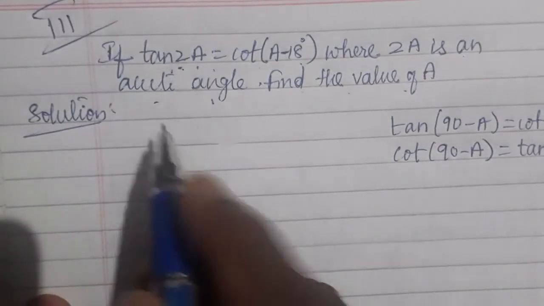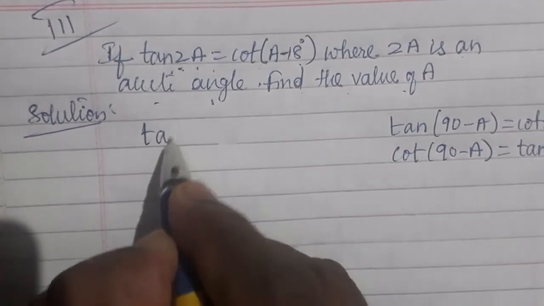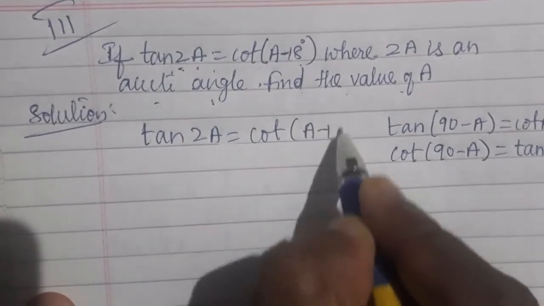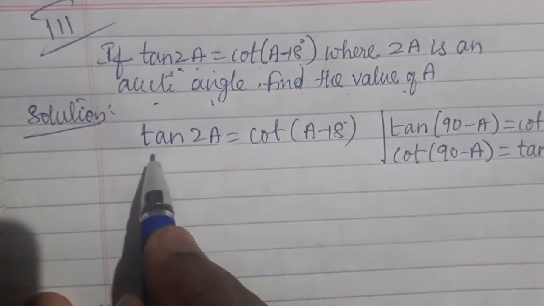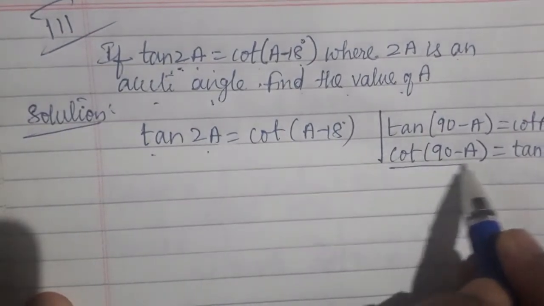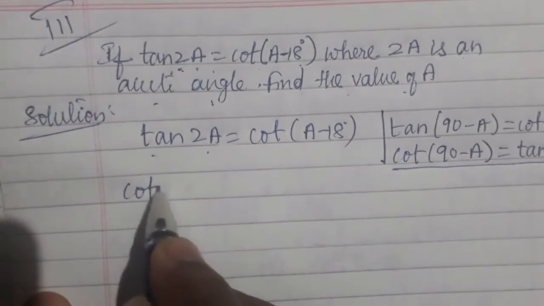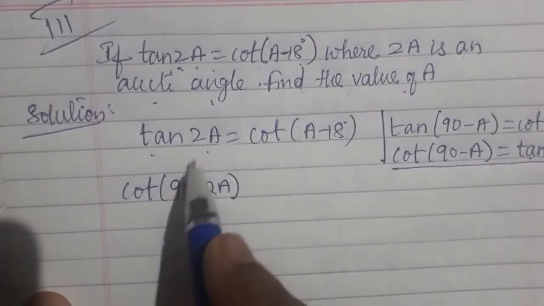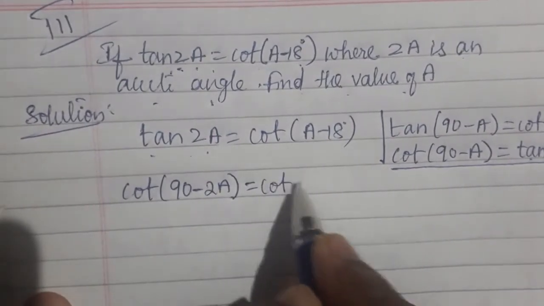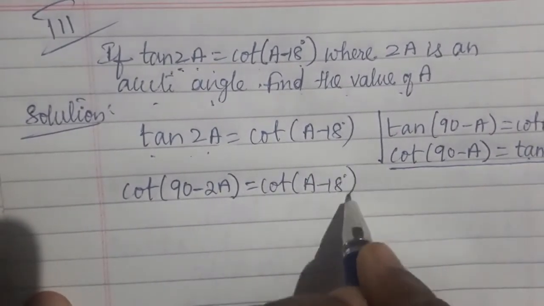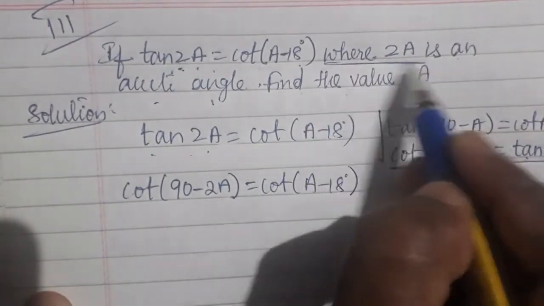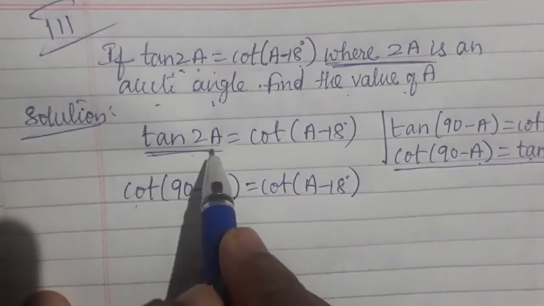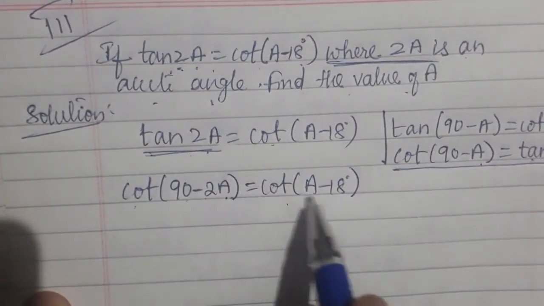Now because 2a is acute, I'll select the question here. Tan 2a is equal to cot a minus 18 degree. So tan 2a, instead of that, definitely I can write cot 90 minus 2a, which is nothing but tan 2a, is equal to cot a minus 18. Here he has given that 2a itself is an acute angle. Therefore cot 90 minus 2a is nothing but tan 2a. Now this you write as equal to cot a minus 18.